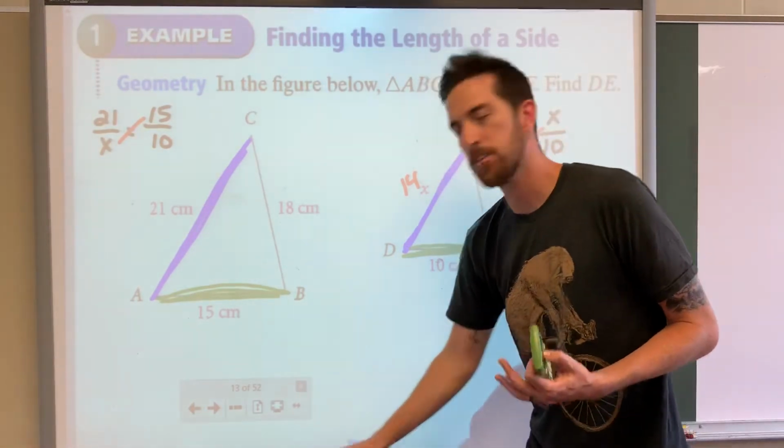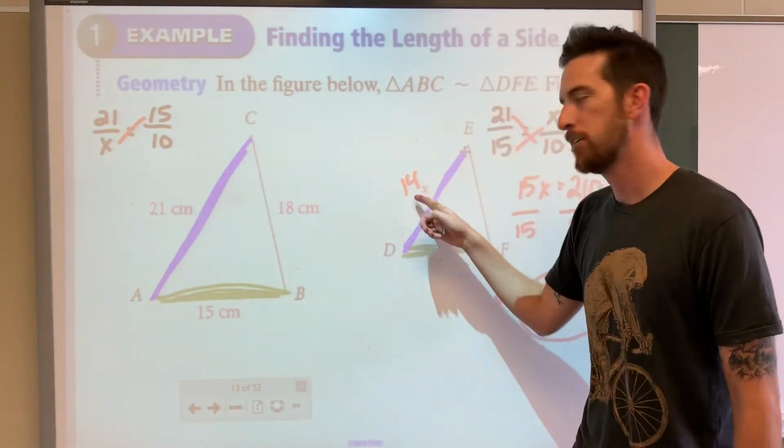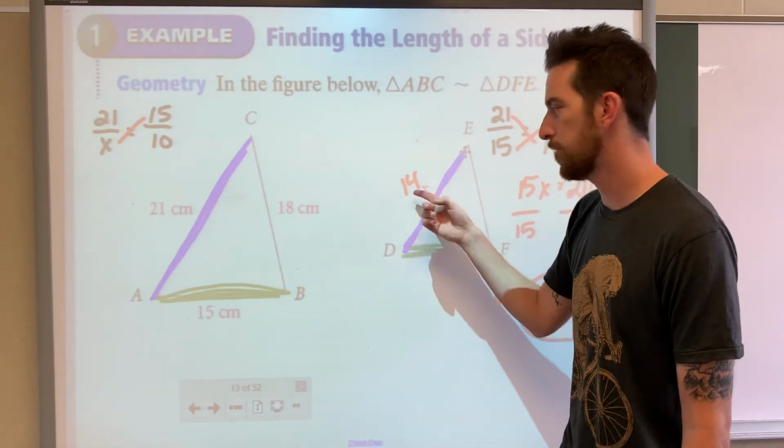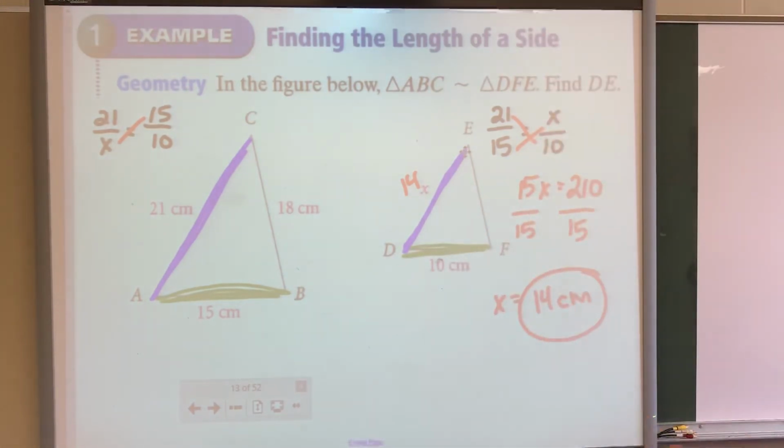Now, also make sure that makes sense. If this side is bigger than the bottom, then this side should also be bigger than the bottom. If you ended up with a number like 6.2 here, that wouldn't make sense with the problem. It wouldn't be a realistic answer.